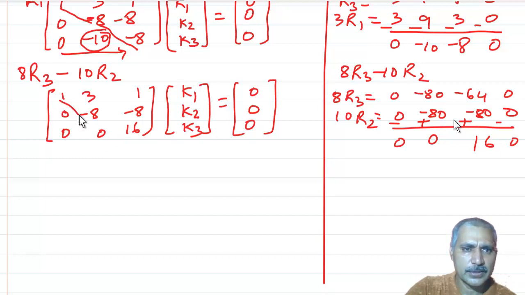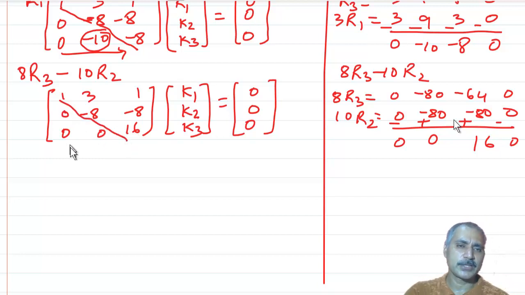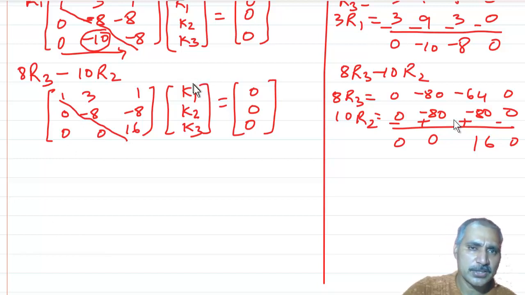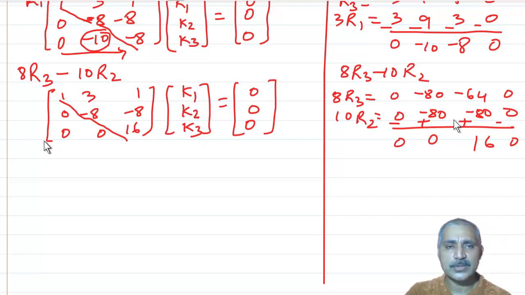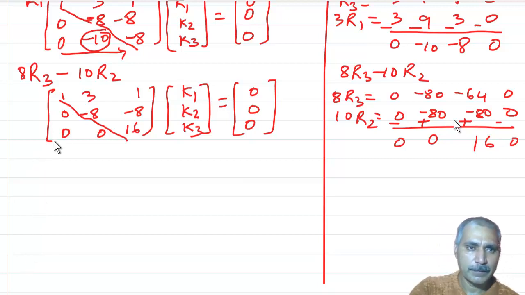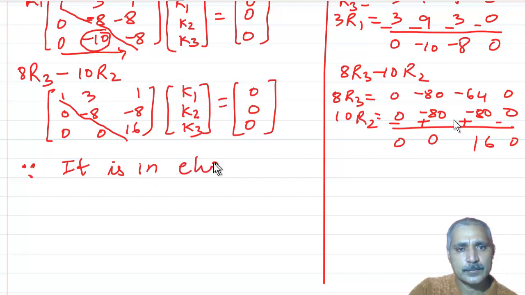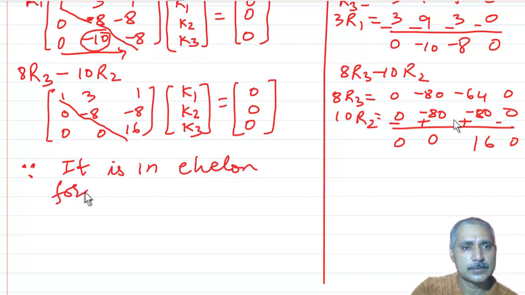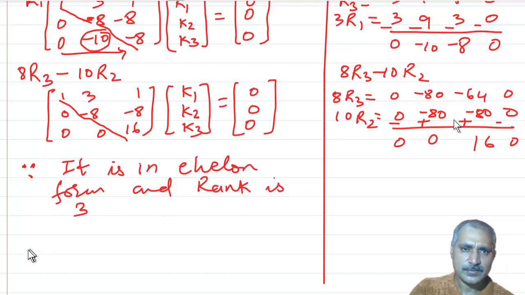Now if we look at this one, below the diagonal we have made all the 3 zeros, so the rank of this matrix is 3. Now if we look at the number of variables, that is the constants, we are having 3 variables, k1, k2 and k3, and the rank of this matrix is 3. That shows that the given matrix has rank 3 since it is in echelon form and the rank is 3. That is equal to the number of variables.